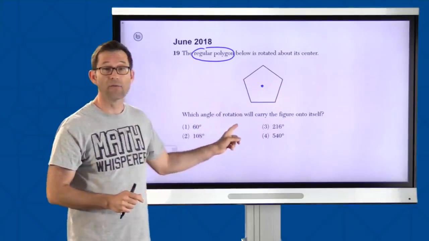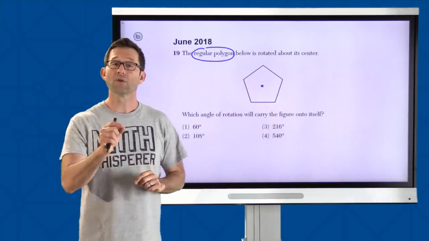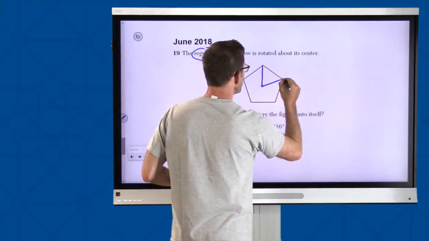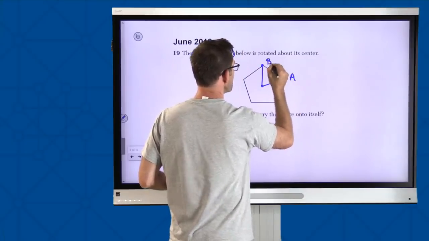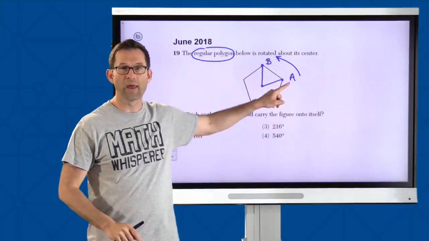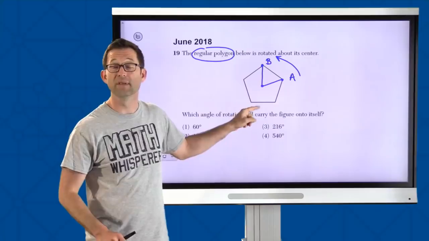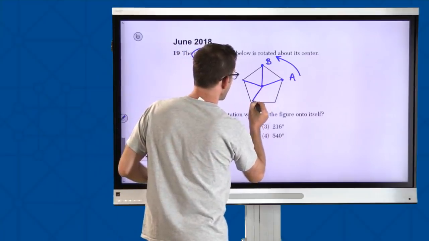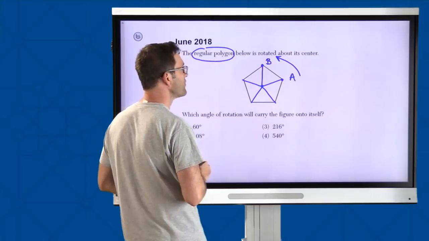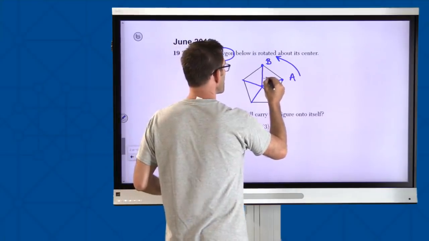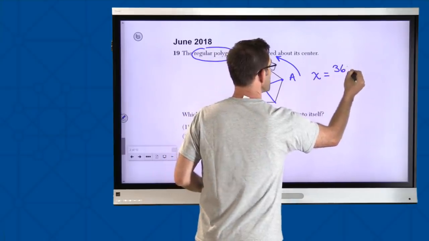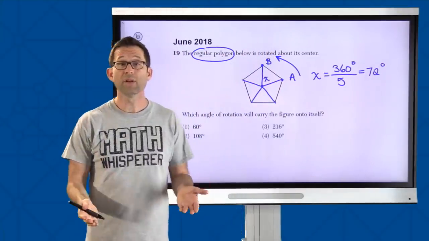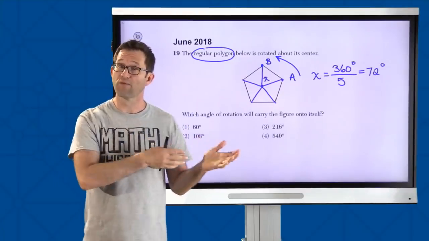So the question is, which angle of rotation will carry the figure onto itself? The way you want to do a problem like this is to think about the bare minimum angle that it would take. If you can imagine, let's say that this was point A and this was point B. Well, if I rotated so that point A went to point B, then point B would go to point C, to point D, etc. The question is, what would that angle be? Well, we can figure that angle out very easily because if we divided up this pentagon into those 5 congruent triangles, we would know that this angle, let me call it X, would be 360 degrees divided by 5, which, you take your calculator out and you figure out it's 72 degrees. Now, 72 degrees would be one angle of rotation that would map this figure onto itself.